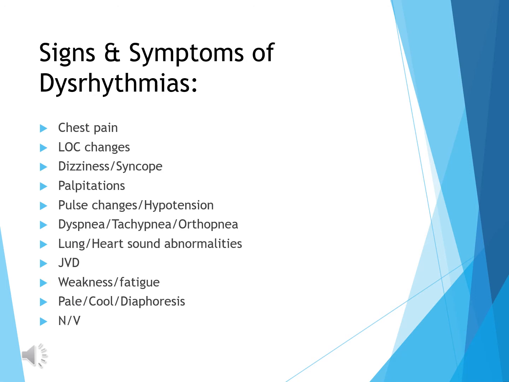Now, our signs and symptoms of dysrhythmias are going to vary according to the specific dysrhythmia, but some of the main ones that we are just going to touch base on would be chest pain, level of consciousness changes, dizziness, syncope, palpitations, pulse changes, hypotension, dyspnea, tachypnea or orthopnea, lung and heart sound abnormalities, jugular vein distension, weakness or fatigue, pale, cool, diaphoretic skin, and nausea and vomiting.